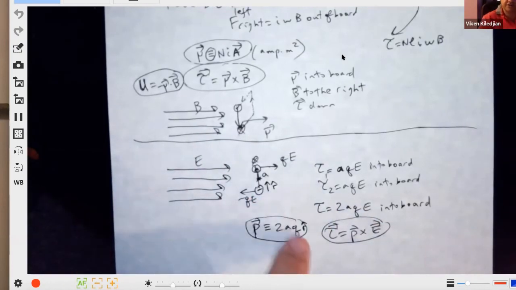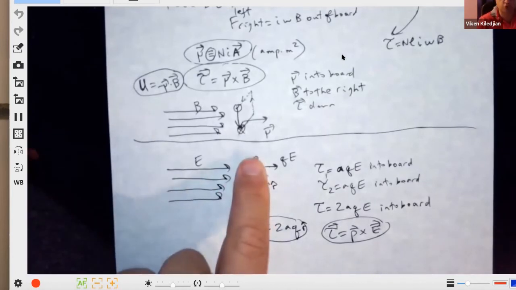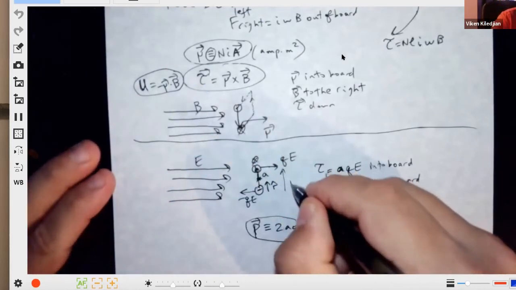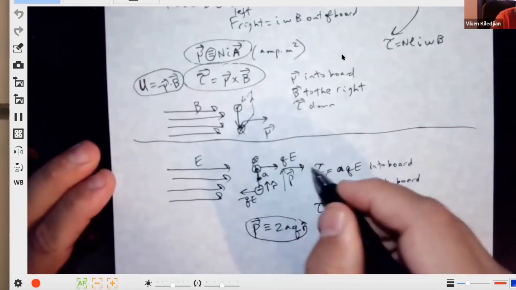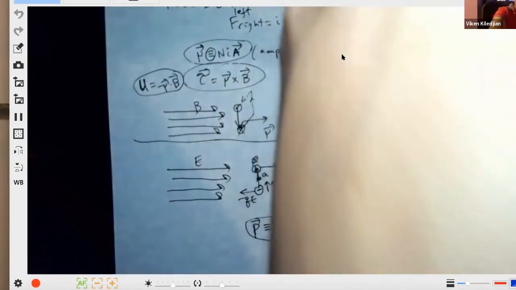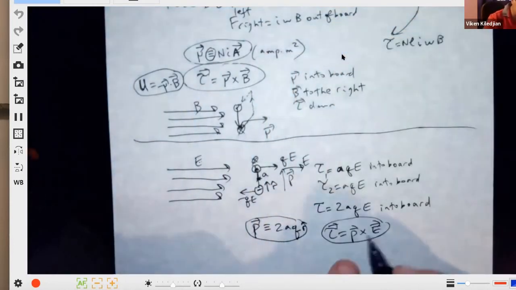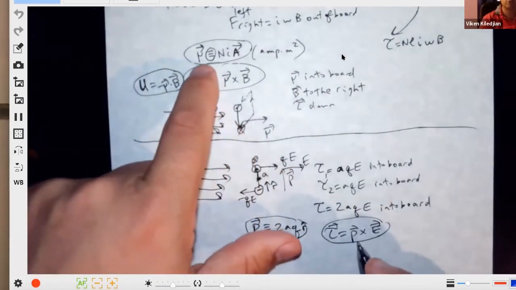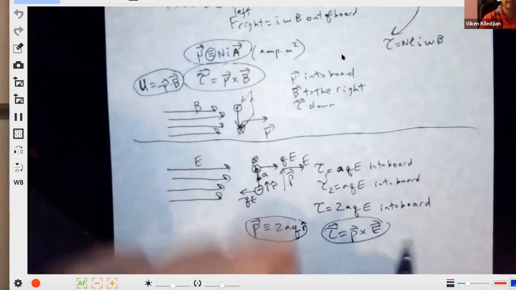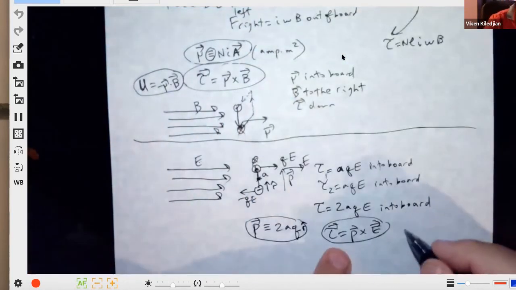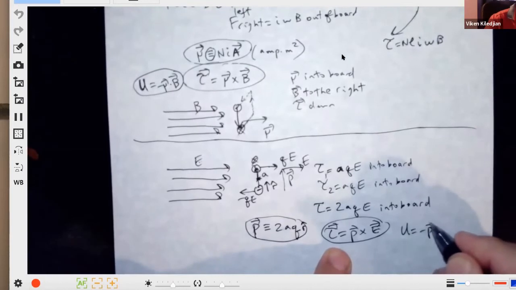So the R hat vector has the negative charge as the origin, and it points towards the positive charge. So if the P vector points this way, and you do the cross product into the E, P cross E, you get into the board, you see? So that matches. The definition of P is 2AQ R hat. The definition of mu is NIA, where A is the vector, curl your fingers around the current and the thumb points in the direction of the area vector. Then you say potential energy is negative P dotted into E.